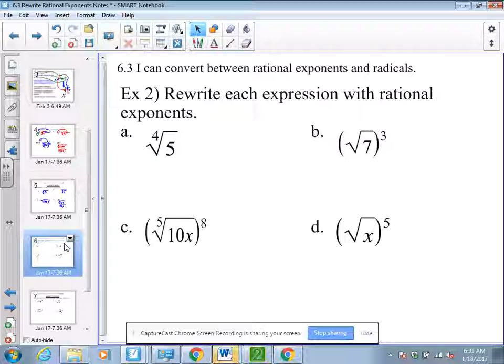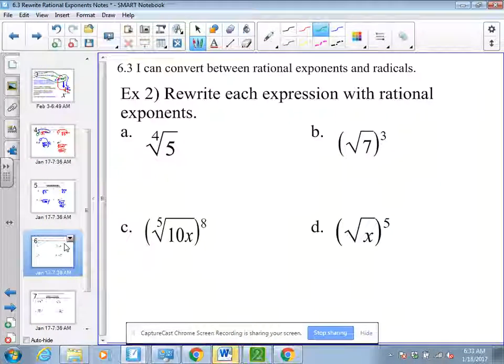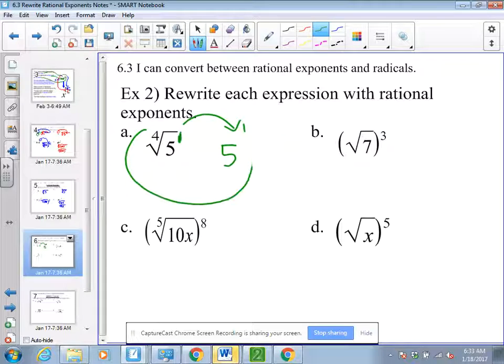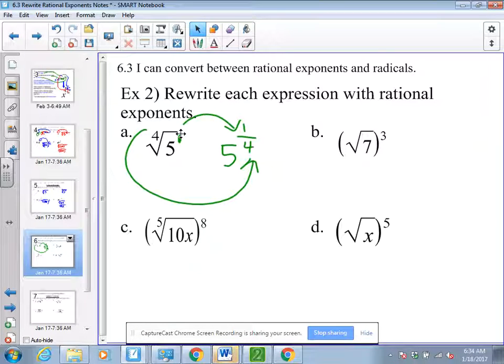Now, let's go backwards. So this time I have my expressions in radical form. I'm going to get them in rational form. Rational, remember, means fractional. So if you don't see an exponent, remember that means your exponent is a 1. So I can write this. I'm going to write my base. My exponent is going to move to the numerator. My index to the denominator. So the 4th root of 5 to the first is 5 to the 1/4.